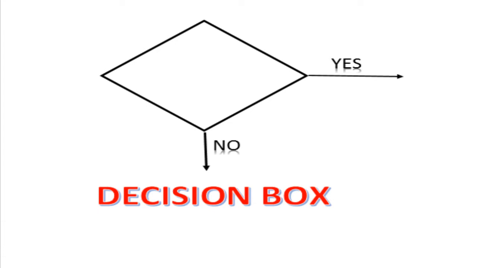True and false, yes and no, means sometimes logical functions come. Suppose, did you get pass marks or fail marks? Pass or fail, yes and no. We are coming to the questions, the yes and no. So that time we can use these kinds of shapes.